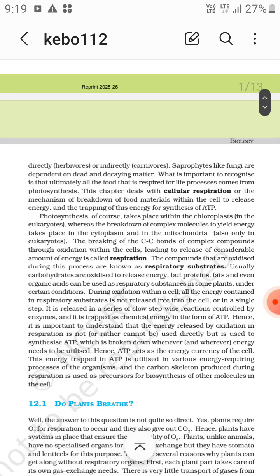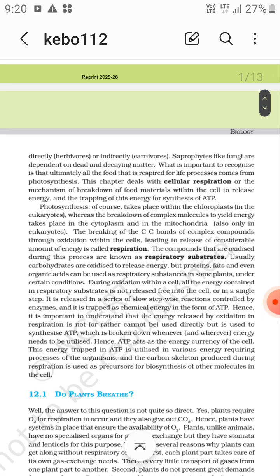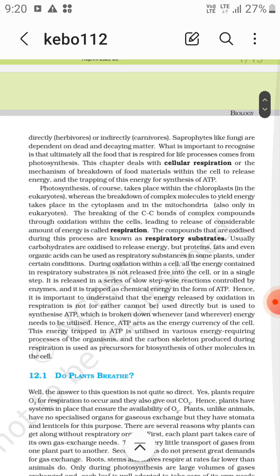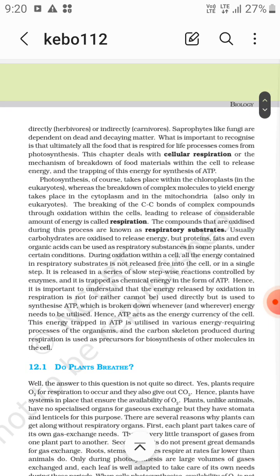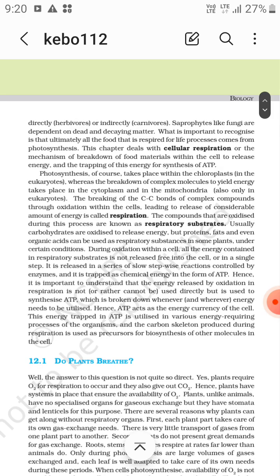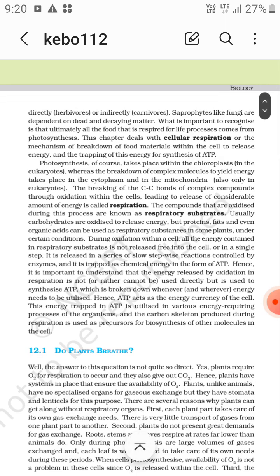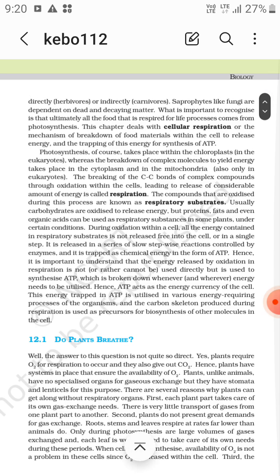This chapter deals with cellular respiration, or the mechanism of breakdown of food materials within the cell to release energy and the trapping of this energy for synthesis of ATP. So whenever we want it, we can use this currency, that is ATP. Now photosynthesis of course takes place within the chloroplast in the eukaryotes. Plants are eukaryotes, whereas the breakdown of complex molecules to yield energy takes place in the cytoplasm and in the mitochondria.